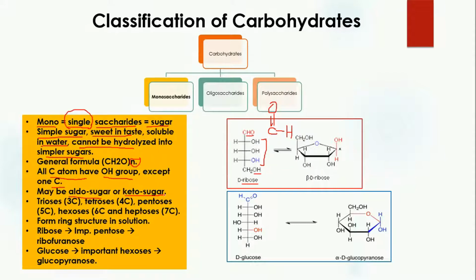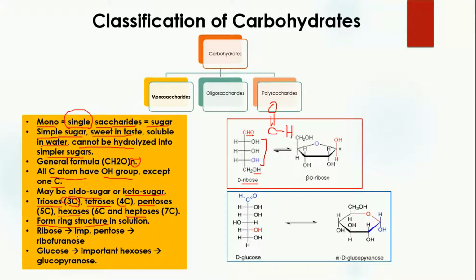If we talk about the monosaccharides, they can be trioses, which means they have 3 carbons. They may be tetroses, meaning they have 4 carbons, or pentoses, meaning they have 5 carbons. They may be hexoses, having 6 carbons, or heptoses, which have 7 carbons. In solution they form a ring structure. Why do they form the ring structure? Because the ring structure is more stable in comparison to the linear structure.